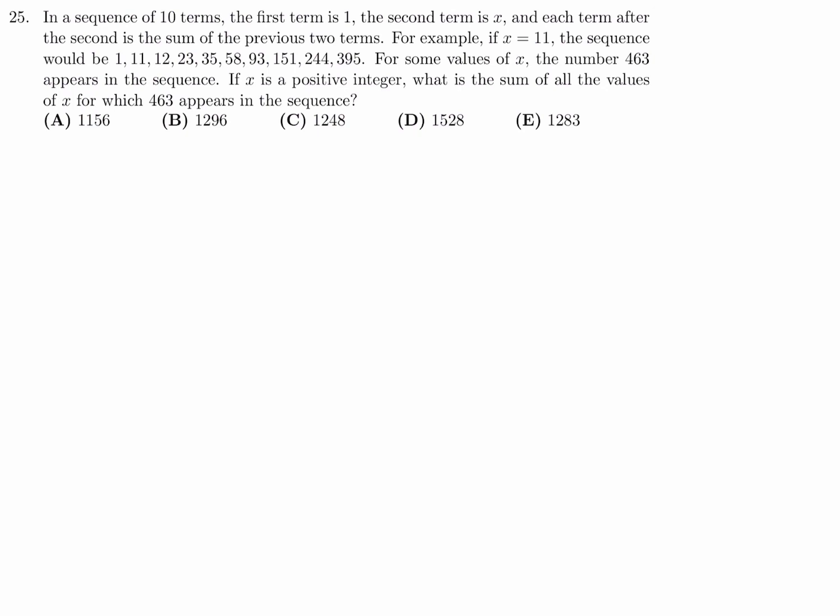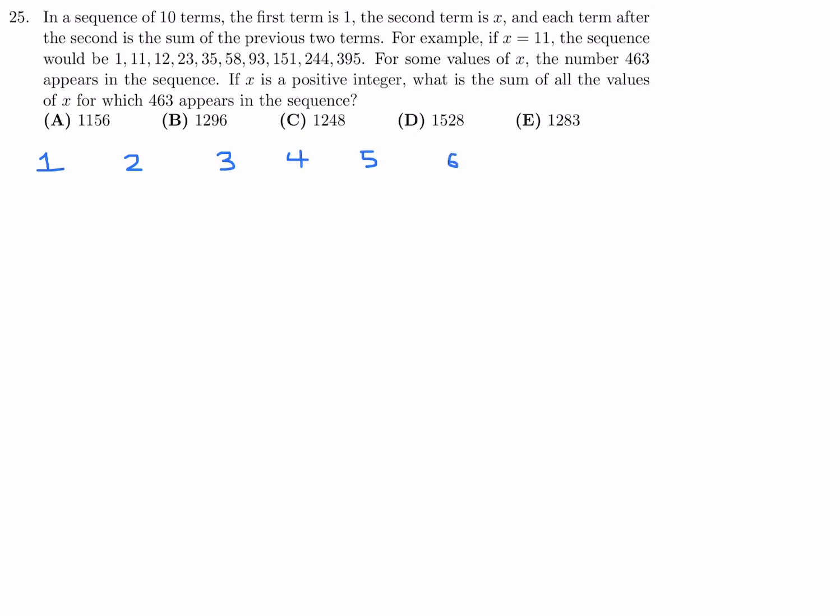In a sequence of 10 terms, the first term is 1, the second term is x, and each term after the second is the sum of the previous 2 terms. For example, if x is 11, the sequence would be 1, 11, 12, 23, 35, 58, 93, 151, 244, 395. For some values of x, the number 463 appears in the sequence. If x is a positive integer, what is the sum of all the values of x for which 463 appears in the sequence?